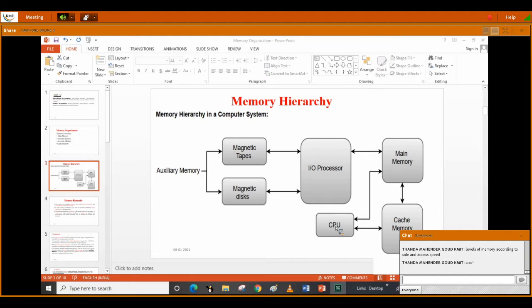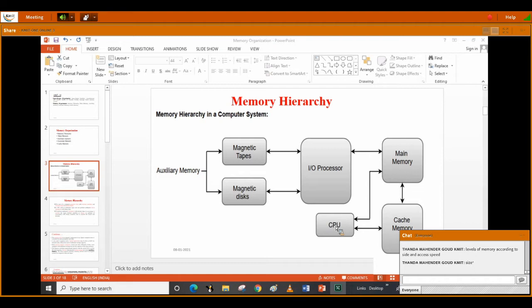Auxiliary memory is also called non-volatile memory. Why? Because when you switch off the computer, the data in auxiliary memory will not be lost. It will be stored permanently in the computer unless we delete the data. For example, magnetic tape and magnetic disk.